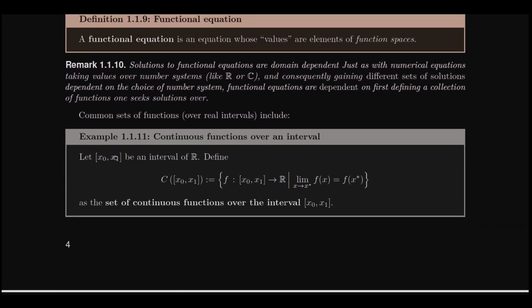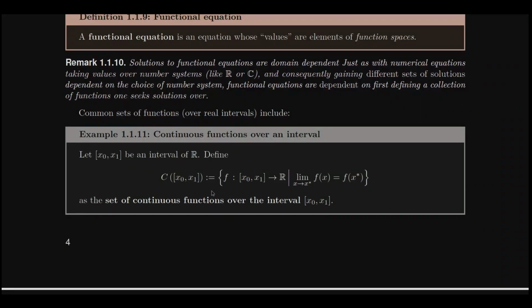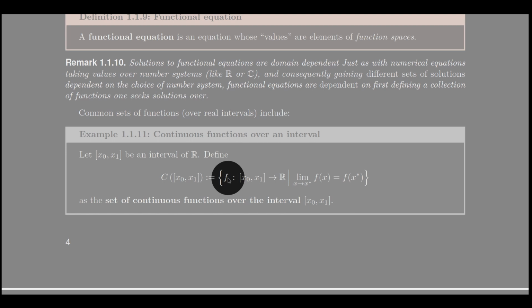So if we have some interval in R, call it x0 to x1, we define capital C of this interval as a space. Okay, so there's my definitional equality. It's defined as a set. These curly brackets are telling me that this is a set. It's a collection of things. What's it a collection of? It's a collection of functions.